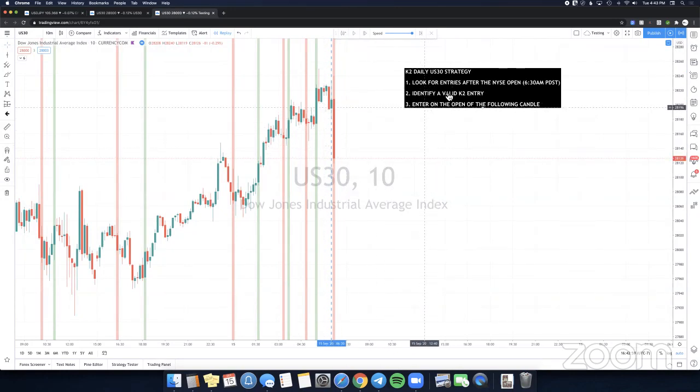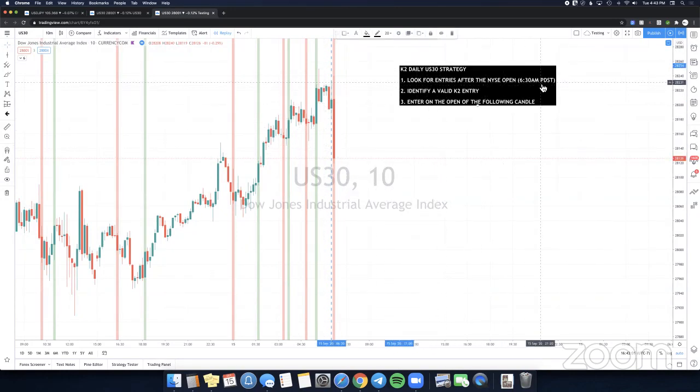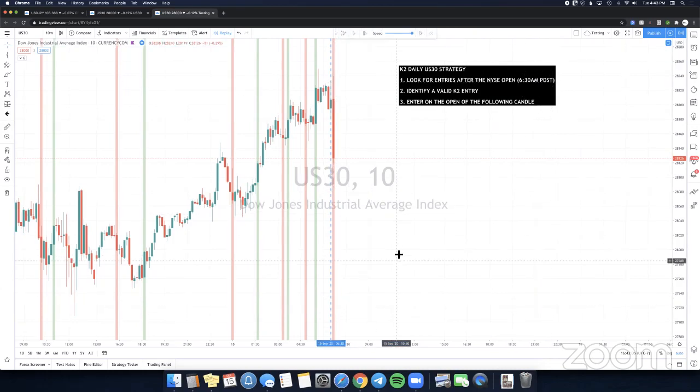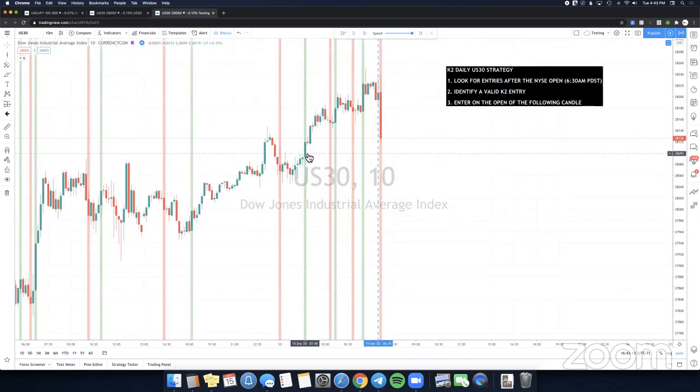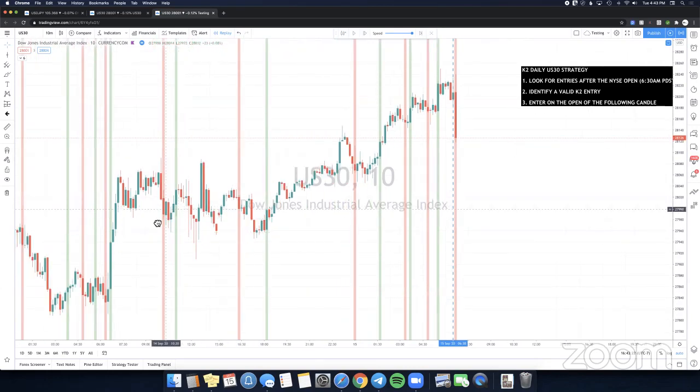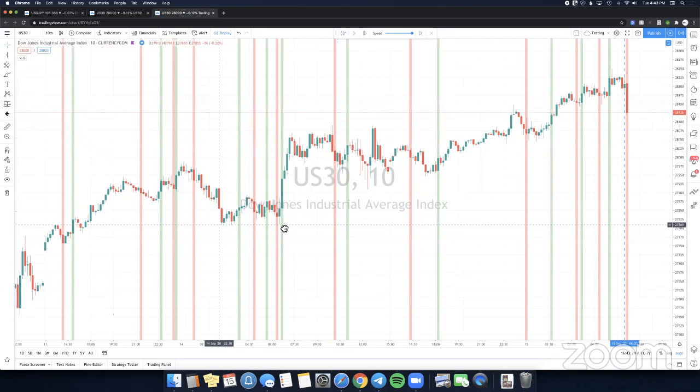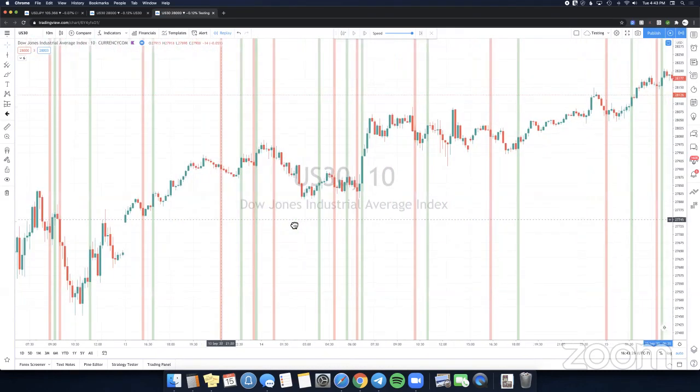So first, you want to look for entries after the New York Stock Exchange open, which is 6:30 a.m. Pacific Daylight Savings Time, which is right here. After this, you just look for the first valid K2 signal. Right here, we have a valid sell signal, since it's a red sell signal with a red bearish candle. Opposite of that, this would be a valid buy signal. It's a buy signal with a green bullish candle. Same here, valid buy, valid sell, valid buy, valid sell. And I'm just going to look for an invalid candle so I can show you guys what's invalid.